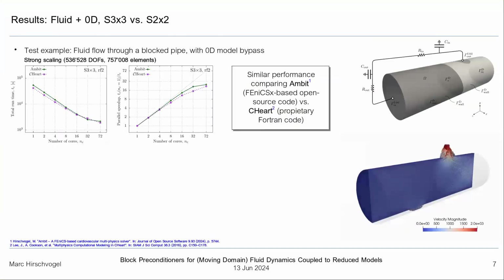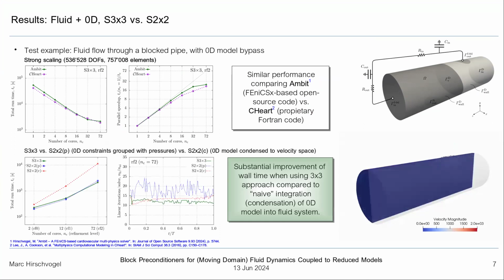So just a test example here, where we have some strong scaling results. We actually here compared the package Mbit, which is a FEniCSx-based open source solver tailored towards cardiac mechanics, with another proprietary Fortran code, same implementation in two different environments. Of course, the backend is always PETSc, and you see similar performance here, some speedup tests for this pipe flow problem. And here we also did a comparison for this kind of red line.